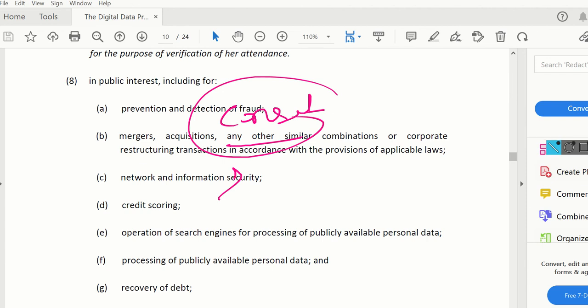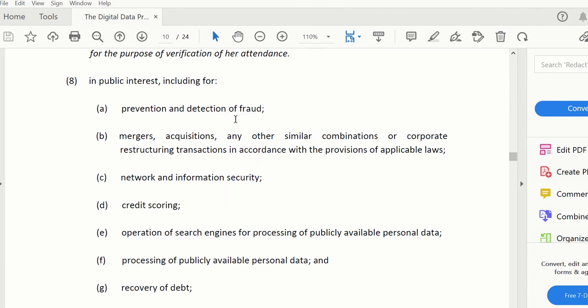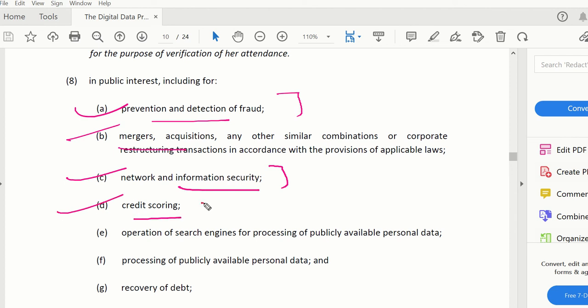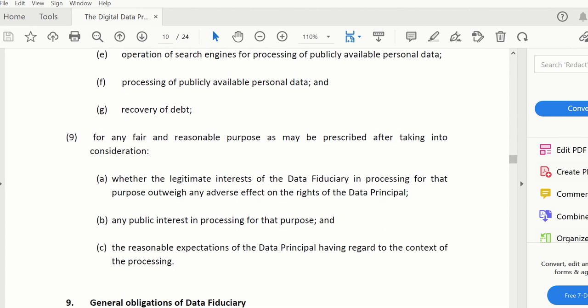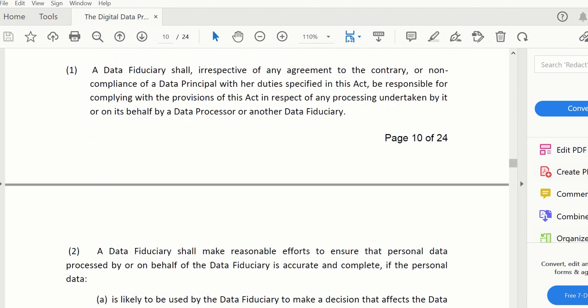Now, sometimes you are collecting personal information in the public interest. Public interest would be things like prevention and detection of fraud, M&A, merger and acquisition related activity, network and information security. You are collecting for credit scoring, you are collecting personal information for recovery of debt, banks are collecting your personal information. So these are the things that come under the public interest. If you are collecting any personal information for the public interest, these things would be considered as public interest.